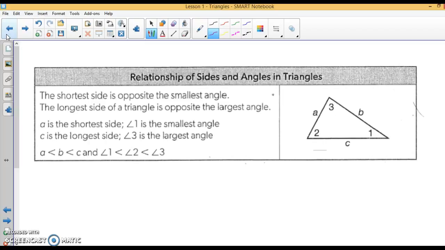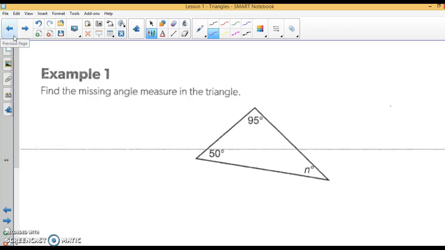All right. The third rule is the shortest side of a triangle is opposite the smallest angle, and the longest side is opposite the largest angle. Okay? So if A is the shortest side, angle 1 is the smallest. If angle 1 is the smallest, A would be the shortest. If angle 3 is the biggest, C would be the longest. So A is less than B and less than C if angle 1 is less than angle 2 and less than angle 3. They match up.